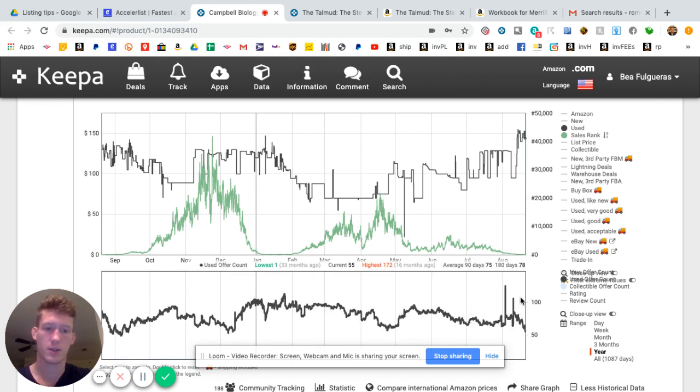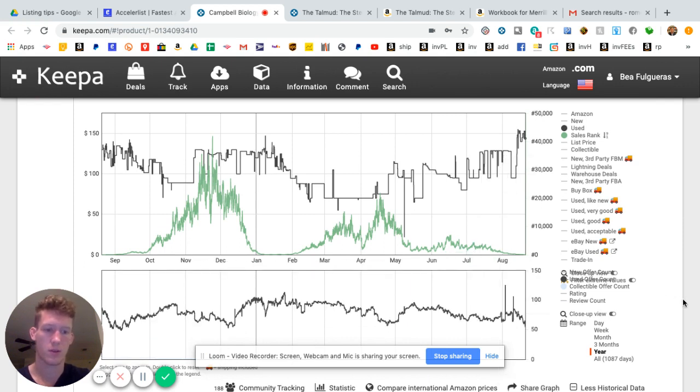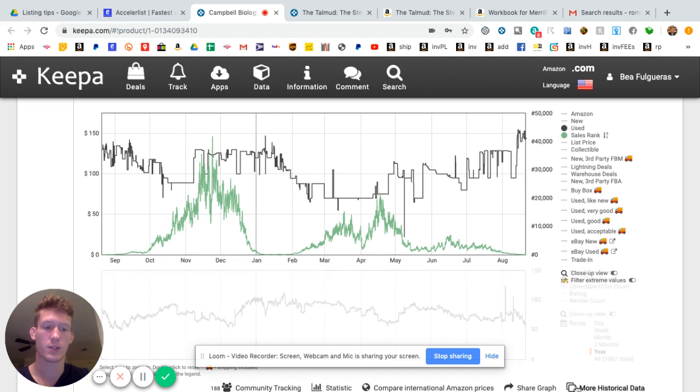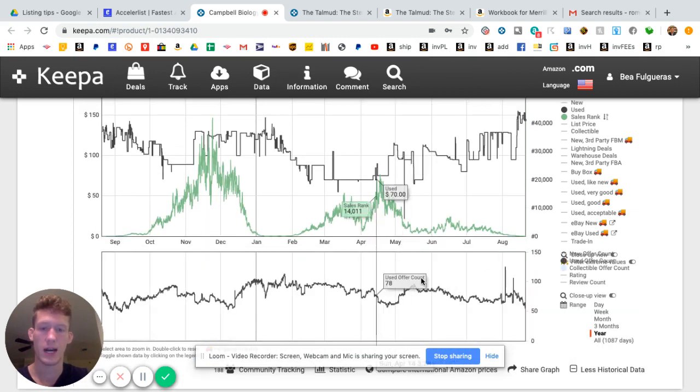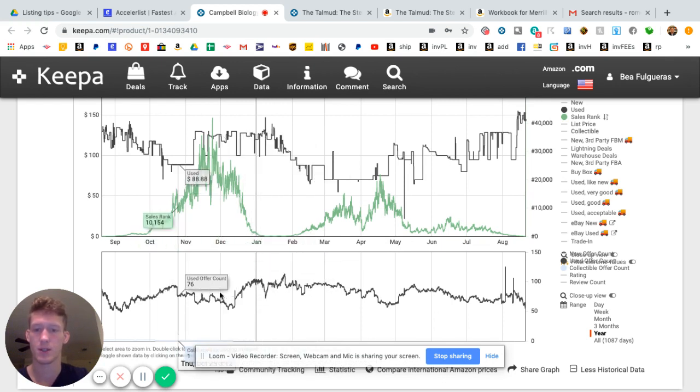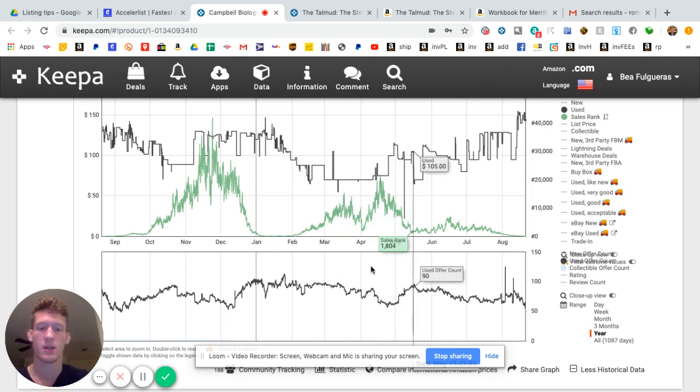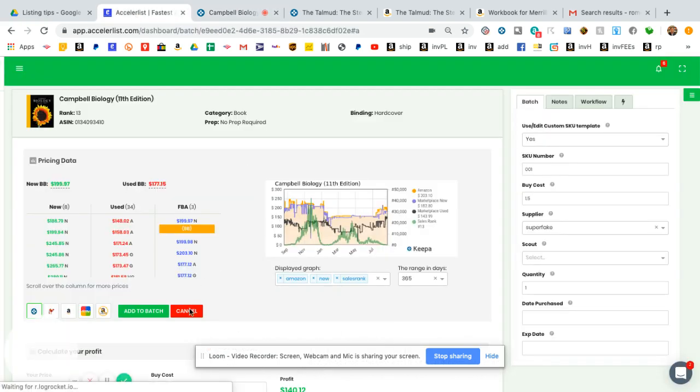So this, you can click on more historical data right here, and it'll show you the used offers. And this is important because if you see this used offers increasing like crazy in a textbook, you know the price is going to drop much harder the following textbook season. I'll show you a good example of this.